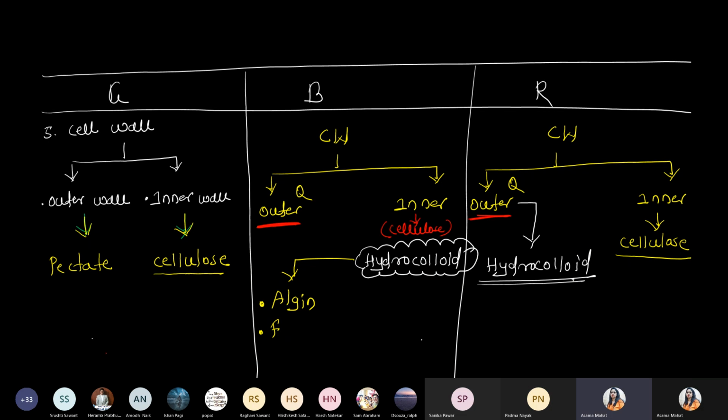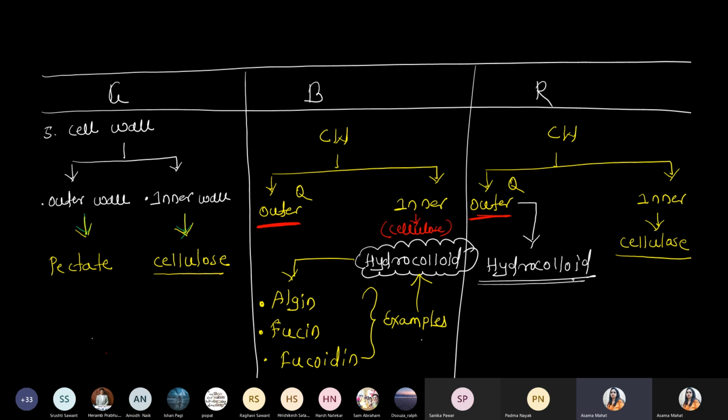Number two, fucin. And number three, fucoidin. Algin, fucin, and fucoidin. These are the three examples for hydrocolloid material with respect to brown algae. Got it?